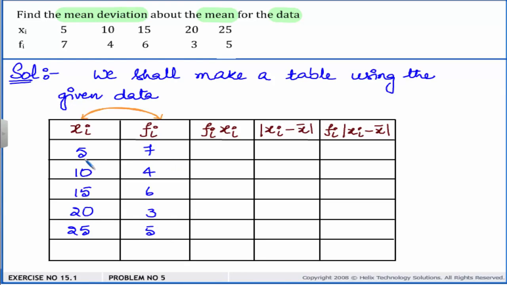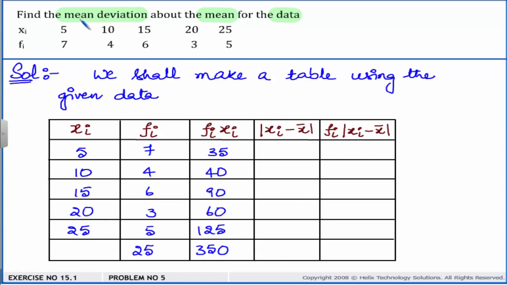Now let us find out the product of these two. We will be getting 35, 40, 90, 60 and 125. Now let us find out the sum of the frequencies. We have the sum is equal to 25 and here the sum is equal to 350.